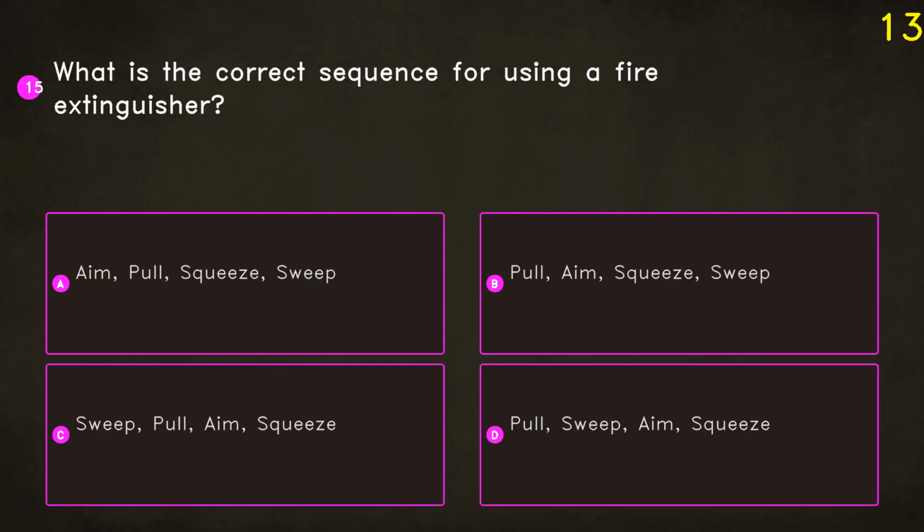Question 15. What is the correct sequence for using a fire extinguisher? A. Aim, pull, squeeze, sweep. B. Pull, aim, squeeze, sweep. C. Sweep, pull, aim, squeeze. D. Pull, sweep, aim, squeeze.